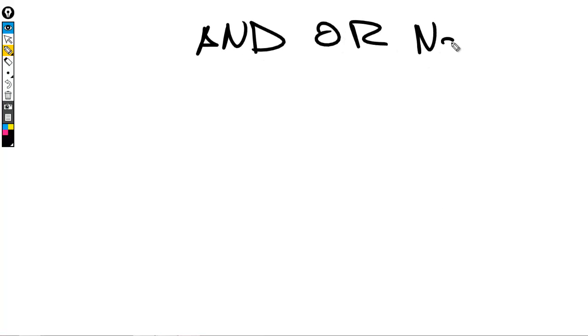So let's go over what we covered today. We covered the different gates: AND, OR, and NOT. We also covered expressions and truth tables.